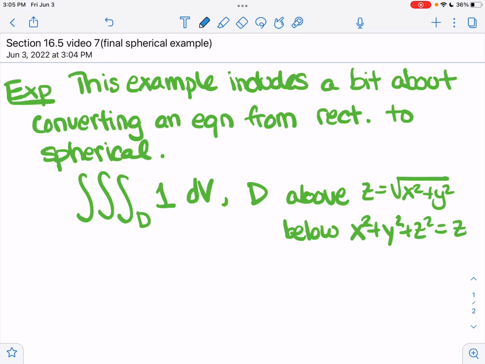A final example for this section. This is 7 videos, which is more than I'd like for a section, but there's so many different types of examples to see with cylindrical and spherical coordinates. I want to show you different types of things that are there, and I want to create a nice library of examples that you can refer to.